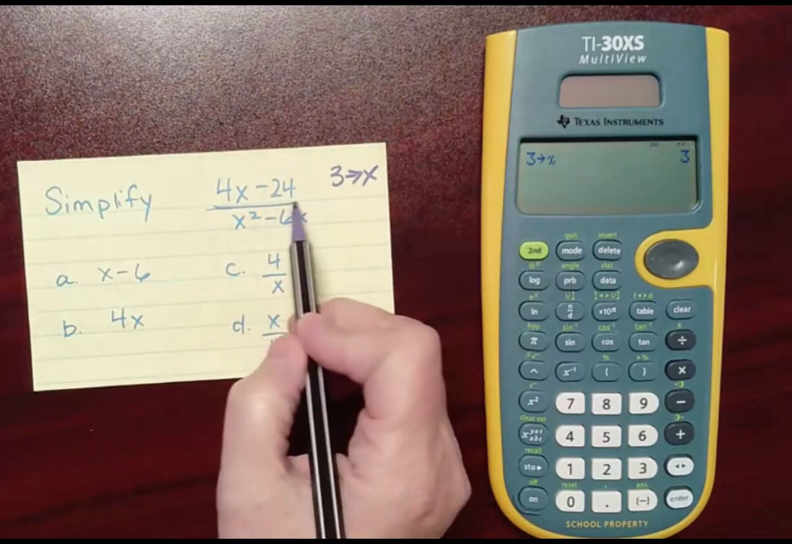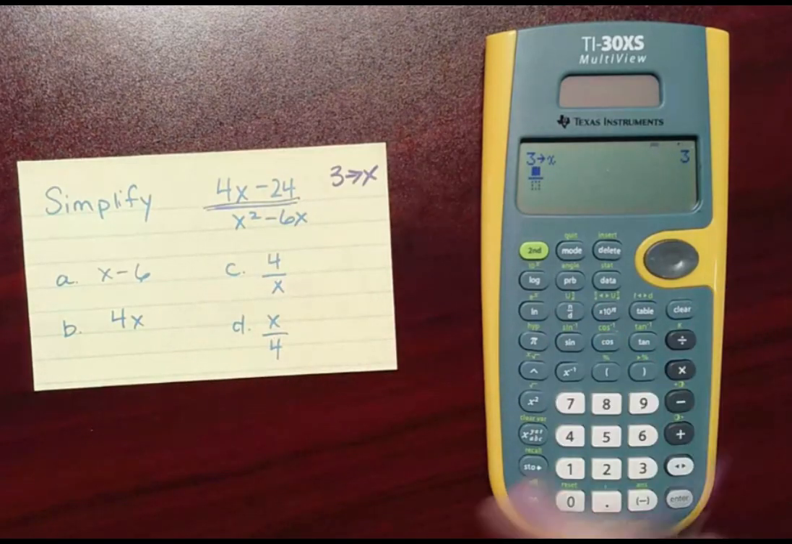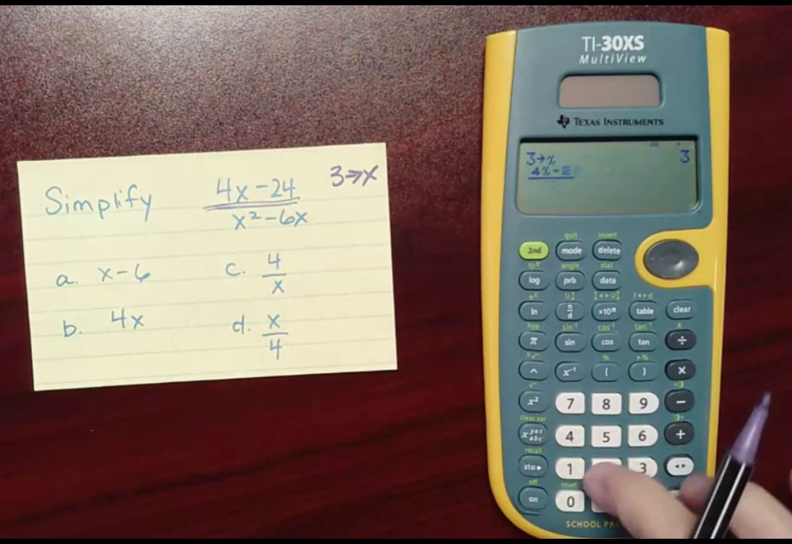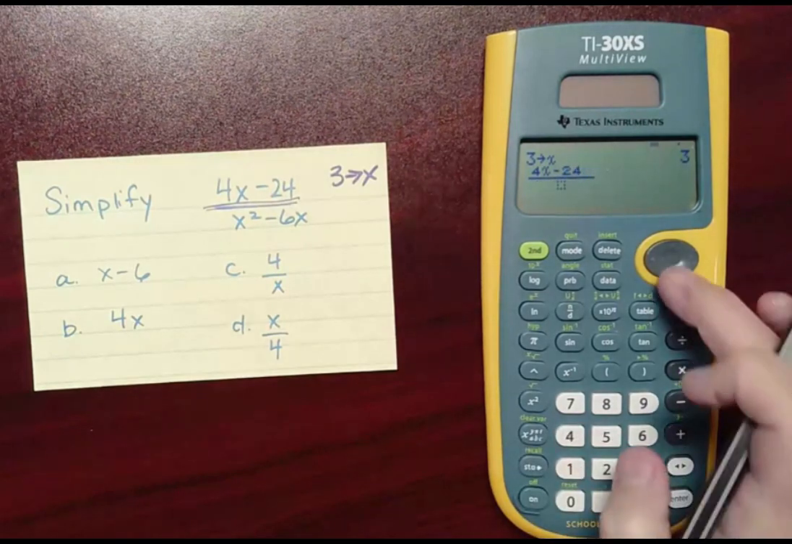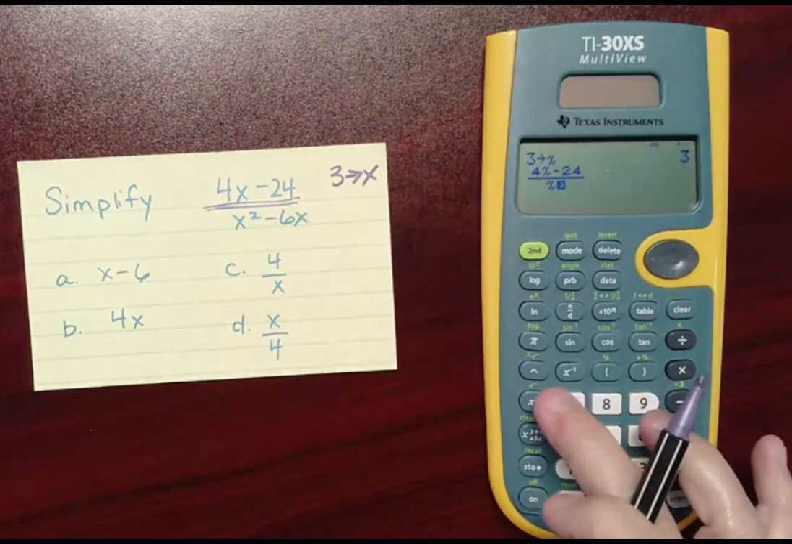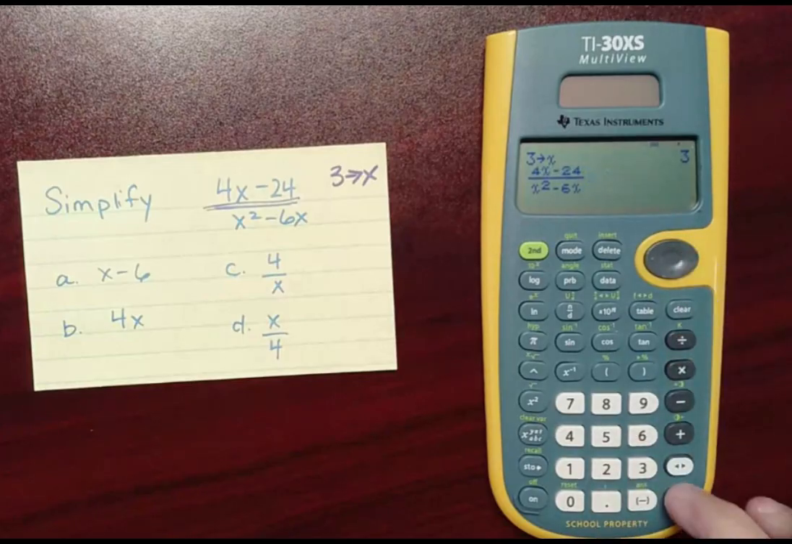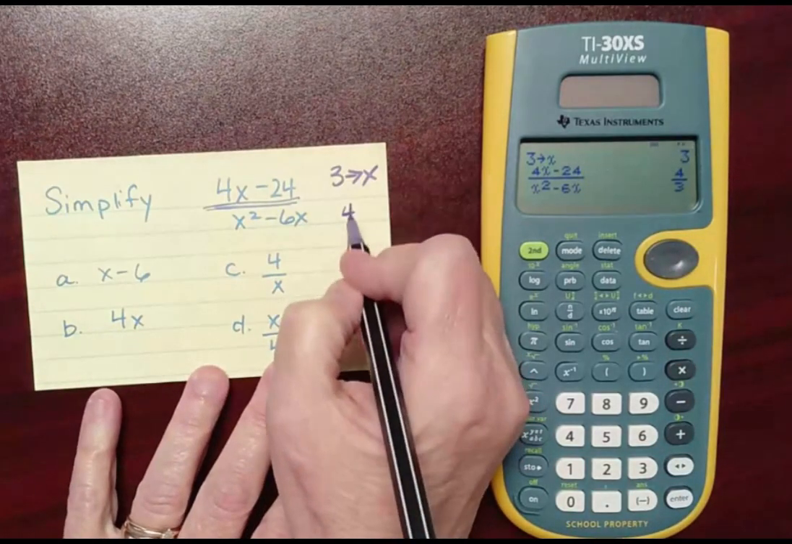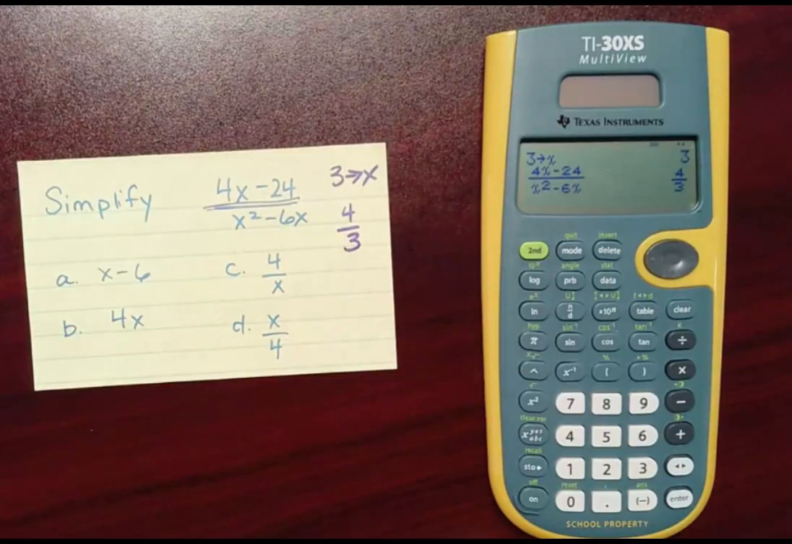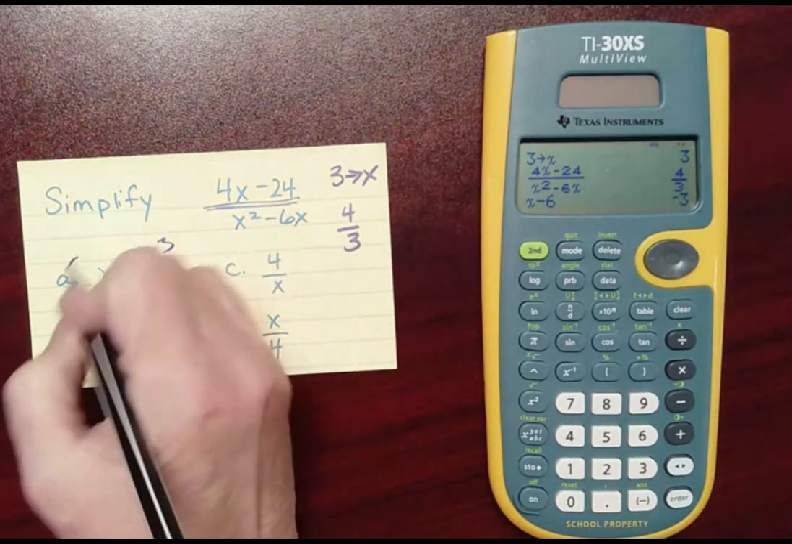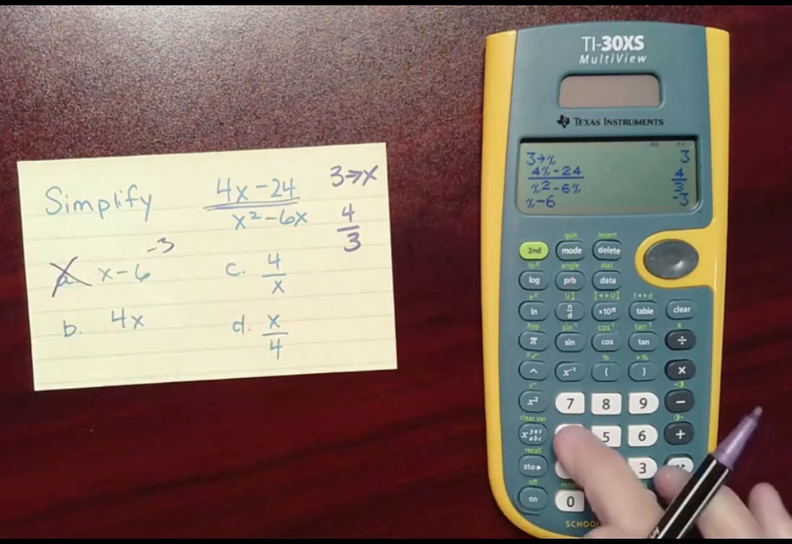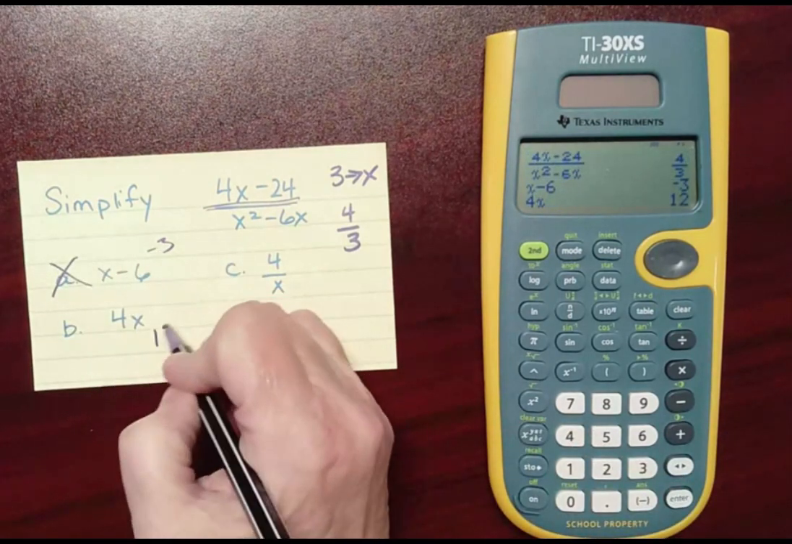This is a fraction, so I'm going to hit my fraction bar, 4x minus 24. I'm going to go to the bottom and put x, add the square, minus 6x. And I'm going to hit enter, and I get the answer of 4/3. So now I can type in my answer choices and see which one gives me 4/3. If I type x minus 6, I got -3. Not right. If I do 4 times x, I get 12. Not right.